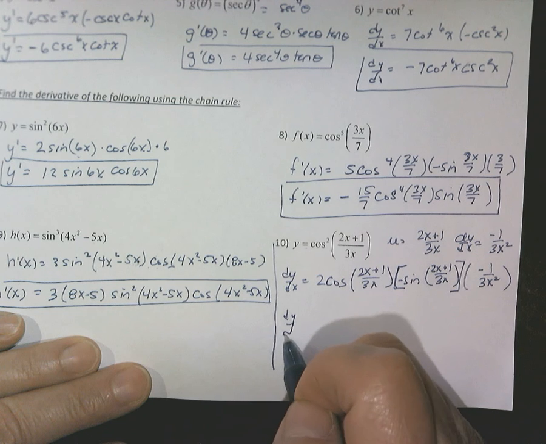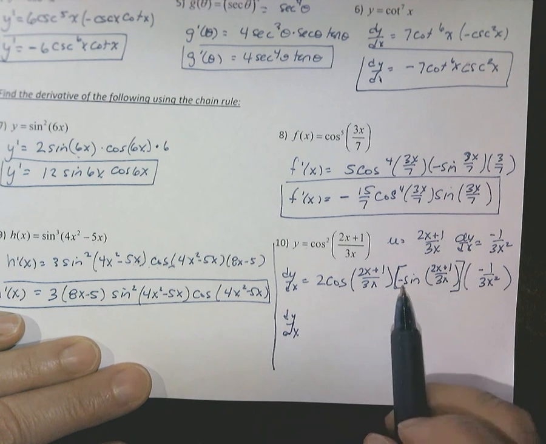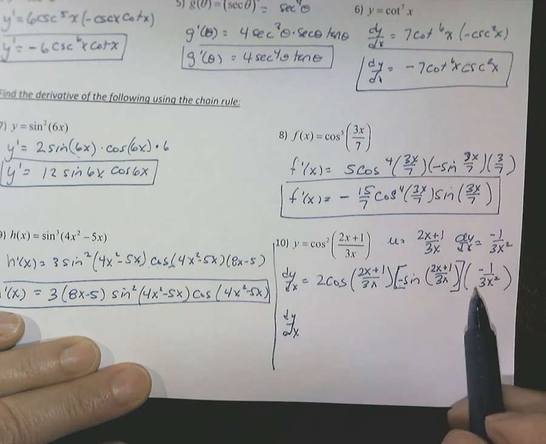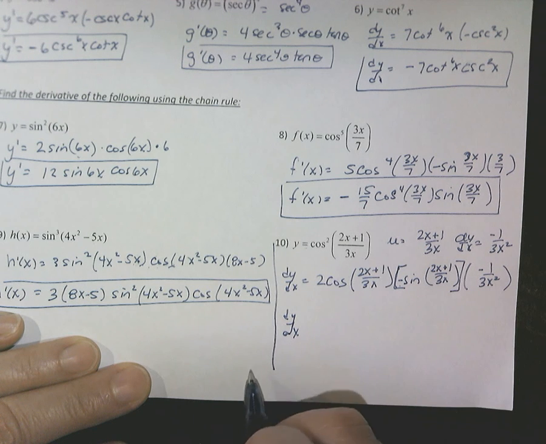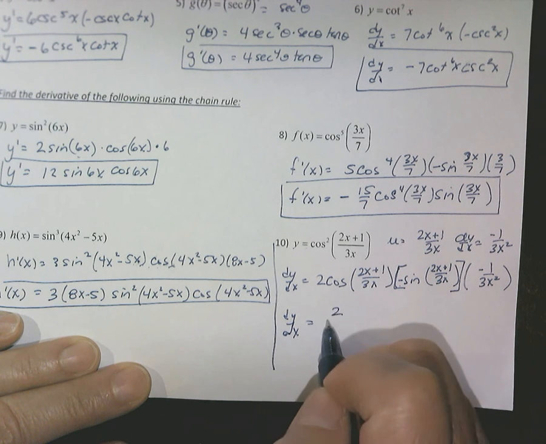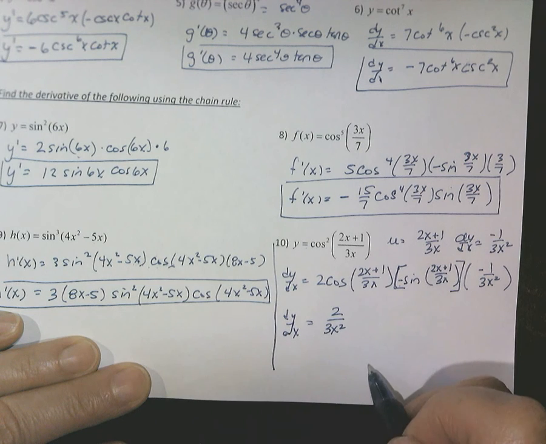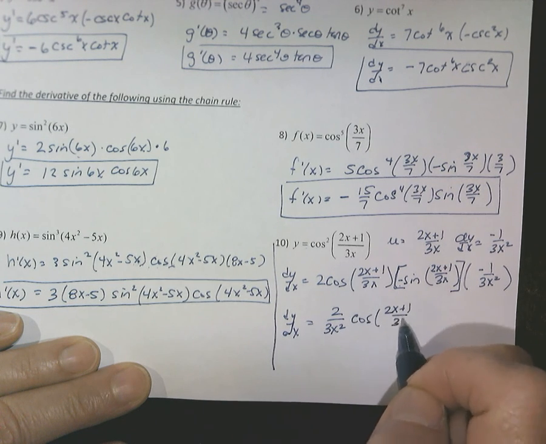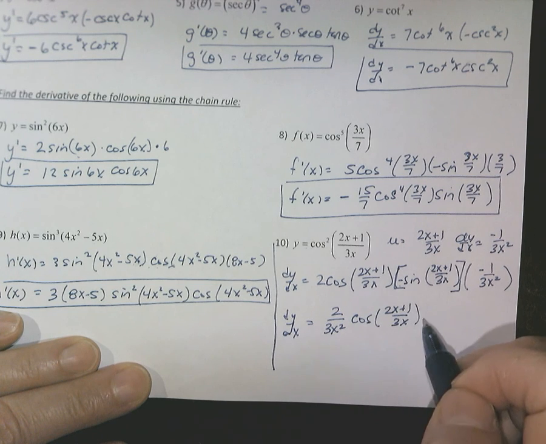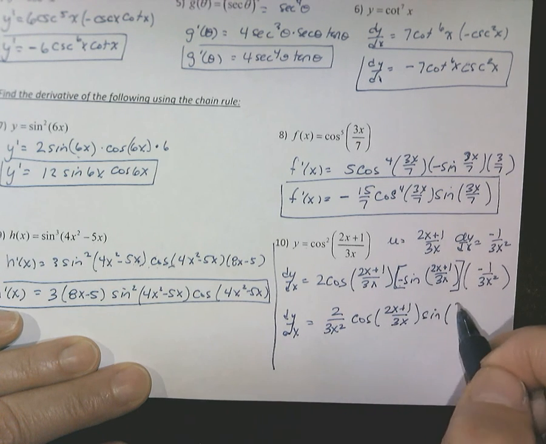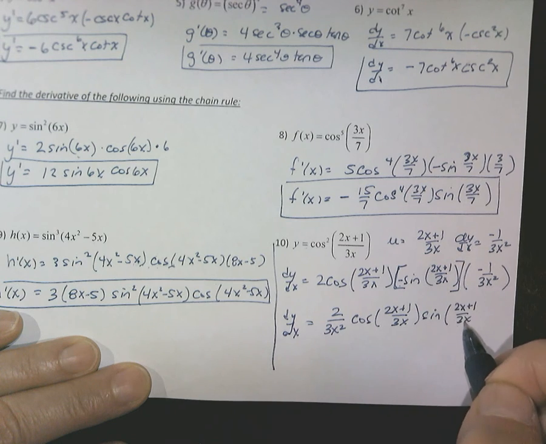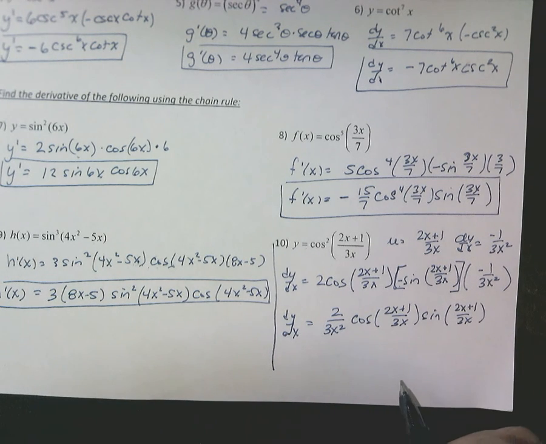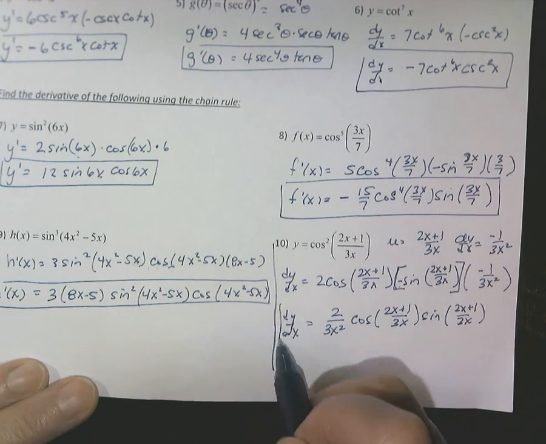Just be careful now. I have a negative and a negative, so I know it's going to be positive. I'm going to put the 2 multiplied by 1 over 3x squared. So 2 over 3x squared times the cosine of 2x plus 1 over 3x times the sine of 2x plus 1 over 3x. That should be the answer.